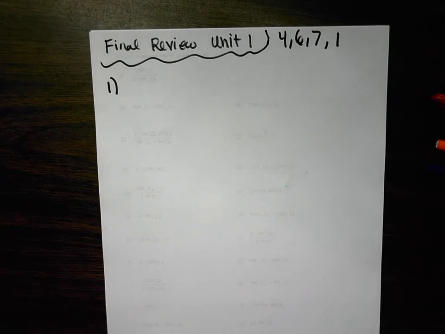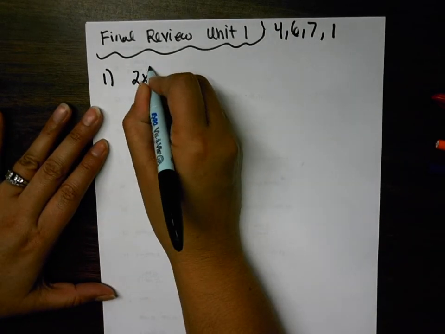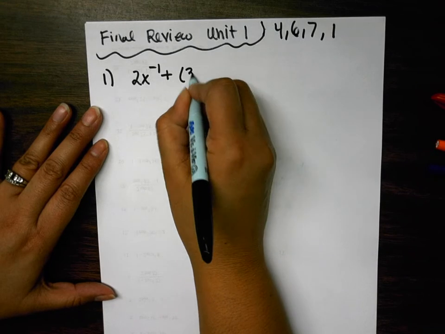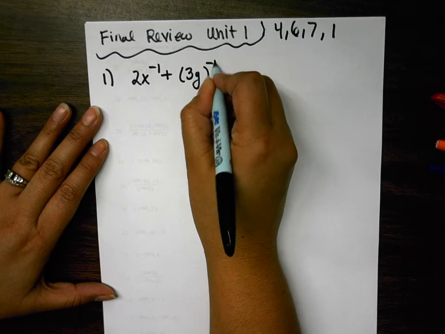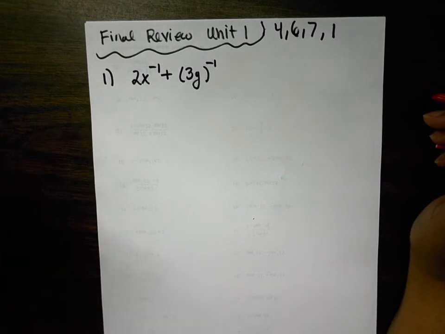All right, how about I set some of these up and the rest you can do on your own. Okay, 2x to the negative 1 plus 3y raised to the negative 1. This was everyone's favorite unit, if you remember, back when we had like 40 kids in the class.